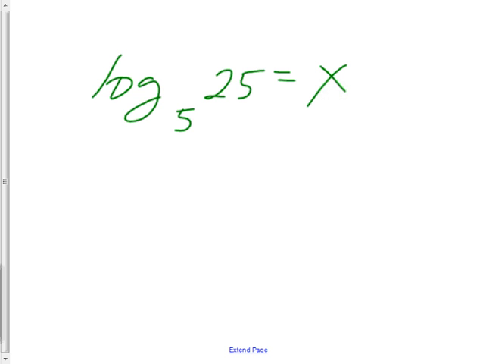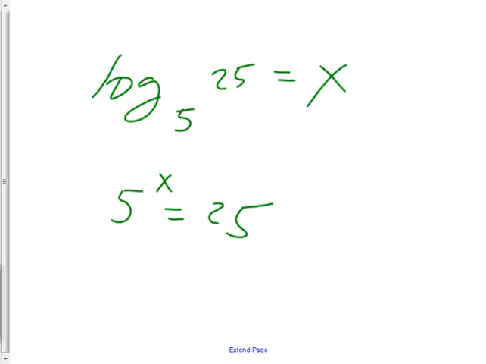I get that you're rewriting this 25. Here, I know some of you did it this way: 5 to the x equals 25. And then you just brain farted and thought 5 to the 5th was 25. And it's not. It's 5 to the what? Second. So x must equal 2.